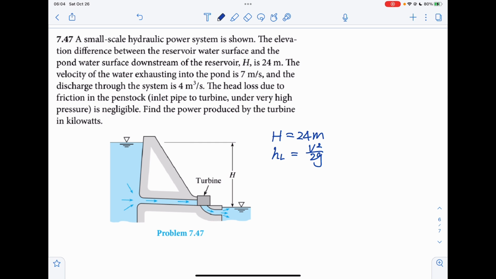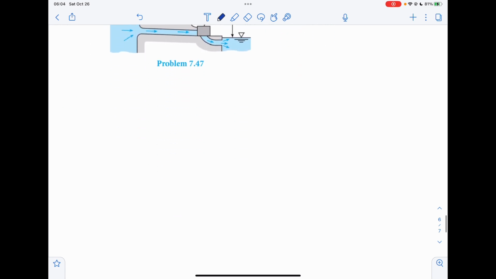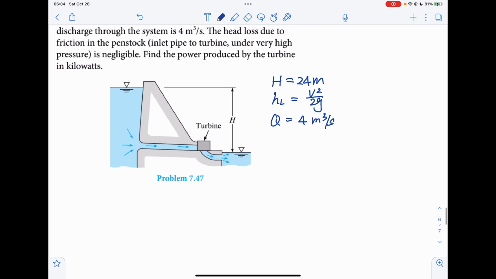And we have the discharge of the system equal to 4 cubic meters per second. The head loss due to friction in the penstock is negligible. So the question is asking what is the power produced by the turbine in kilowatts. We're going to write down the energy equation for this problem. We're going to set the higher water surface as 1 and the lower water surface as 2.